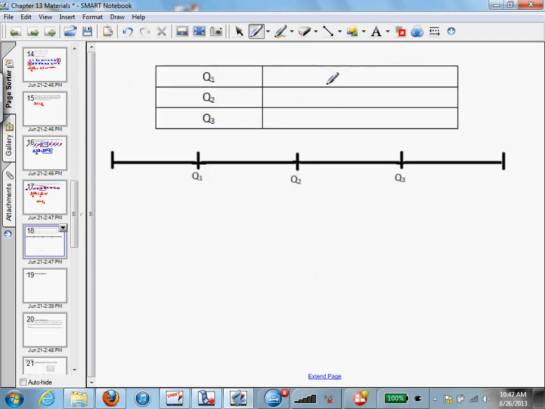So Q1 we found was 12. Q2 was 31 and a half, while Q3 was 44. Let's go through and place these on this graph. And that is how you find quartiles, because it breaks the pieces of data into 3 quartiles with 4 segments.